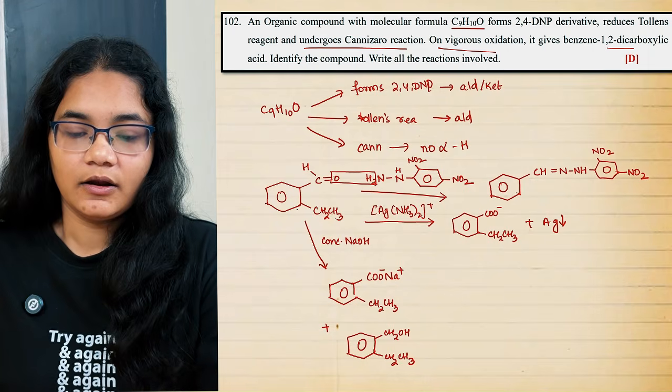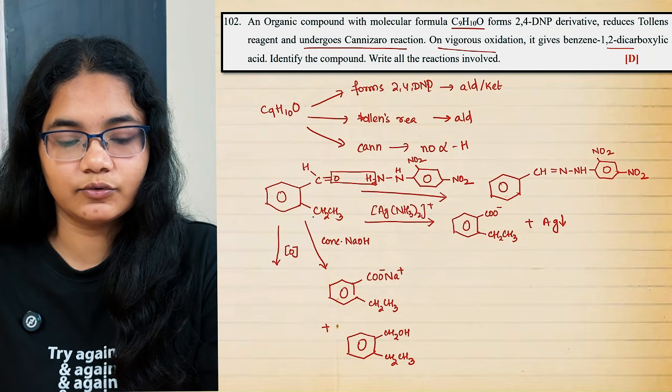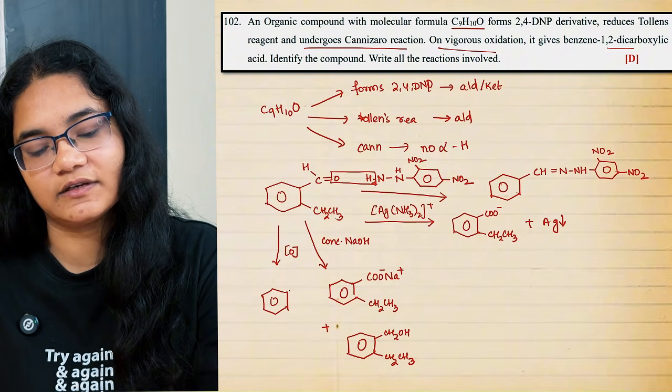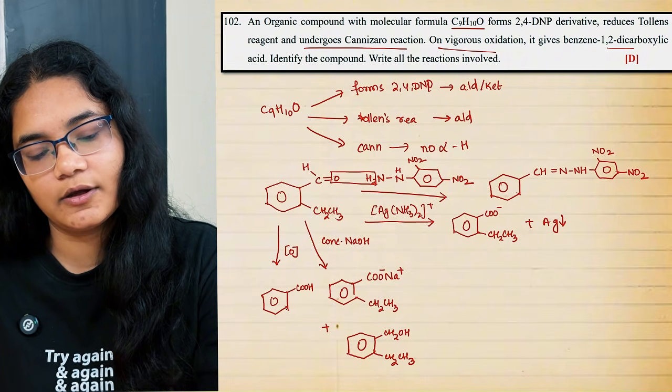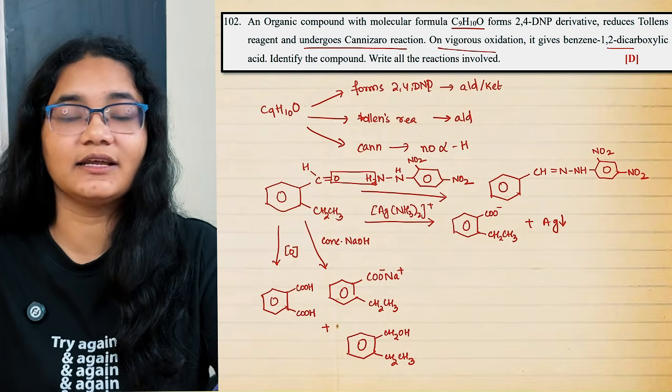Now if I react it on vigorous oxidation, what will happen? Both the groups will be converted to acid. So you will get a dicarboxylic acid compound, COOH and COOH. So those are the reactions involved here.